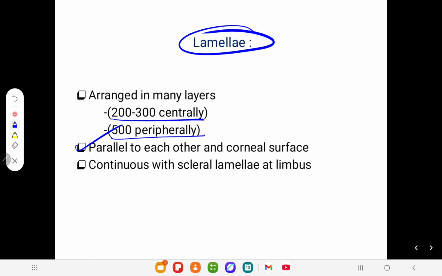These lamellar fibers are continuous with the sclera. Yes, definitely, in the sclera they become larger and there is no regular fashion of arrangement, but in the cornea there is a regular fashion of arrangement, isn't it?